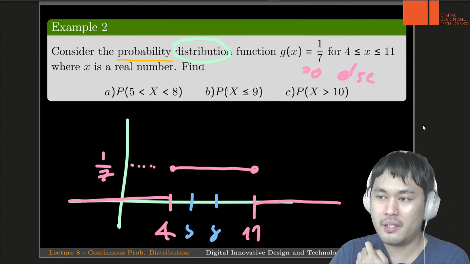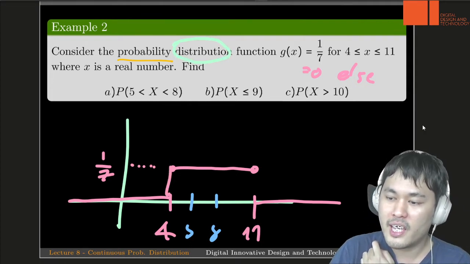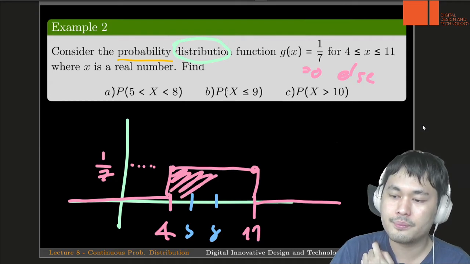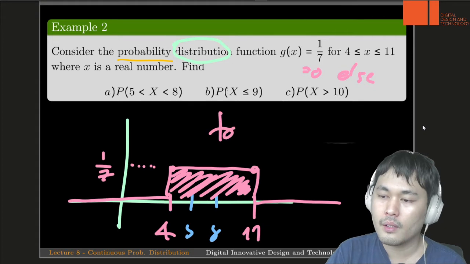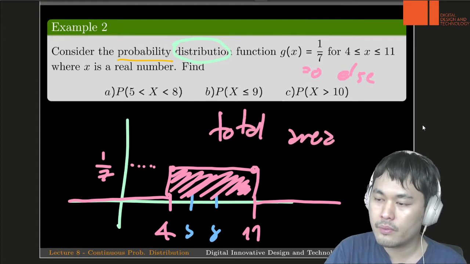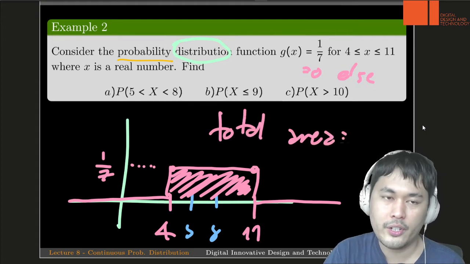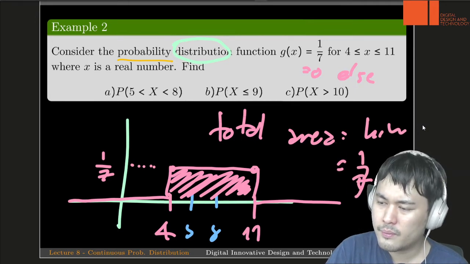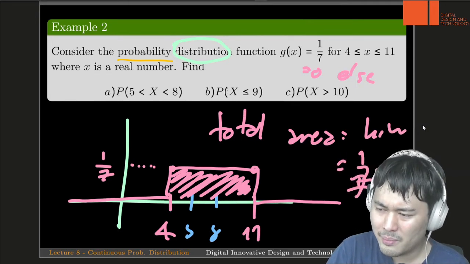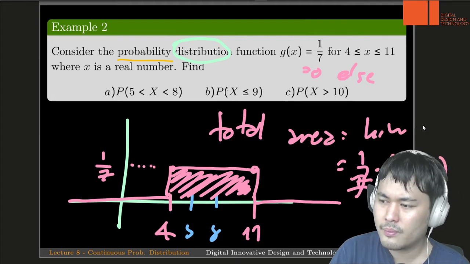So to check that it's a distribution, we have to check that the total area is 1. We need to check that the total area is 1. And the total area here is, again, a rectangle, so it's height times width. Height is 1 over 7. Width is 11 minus 4.